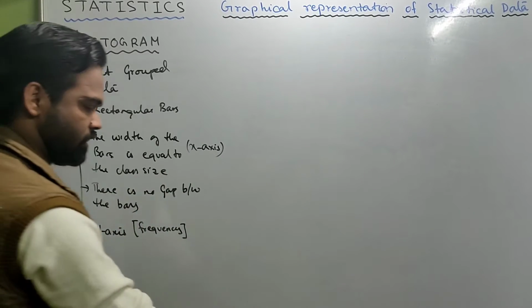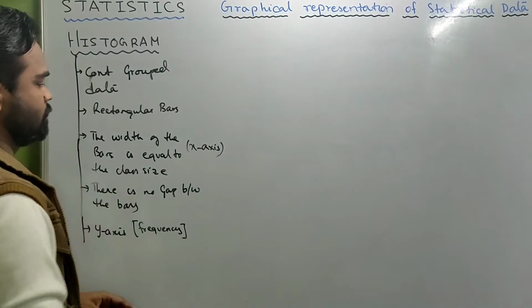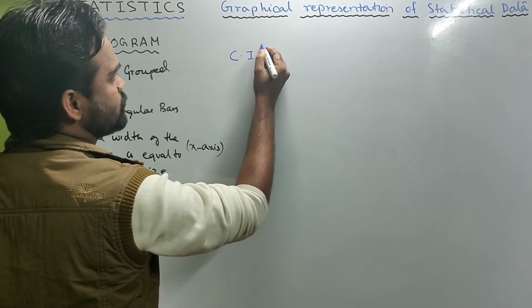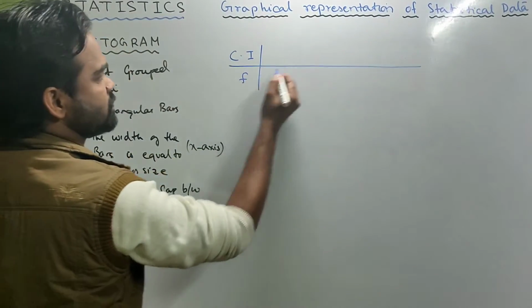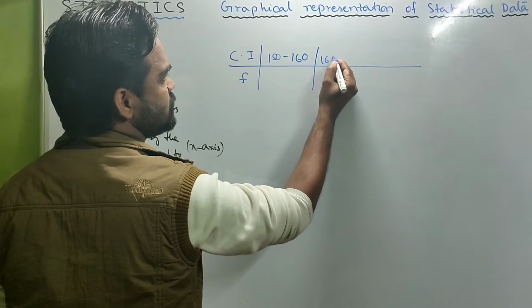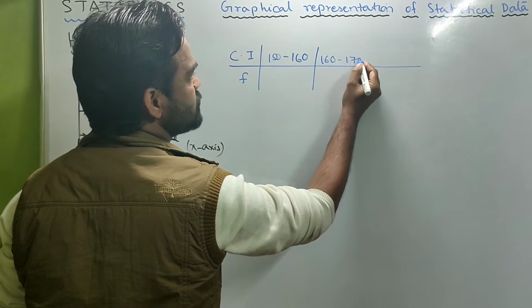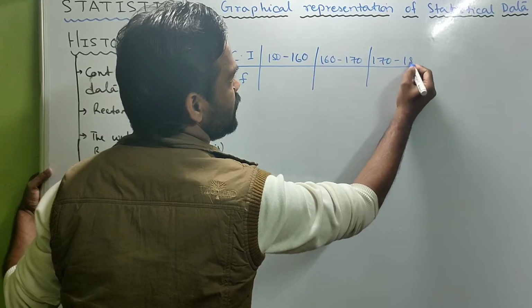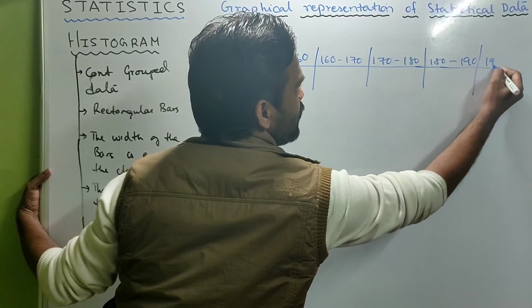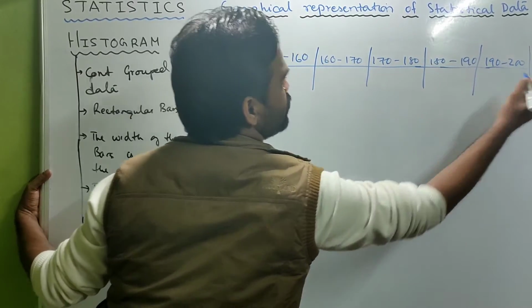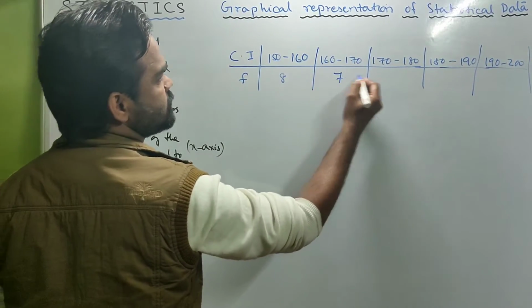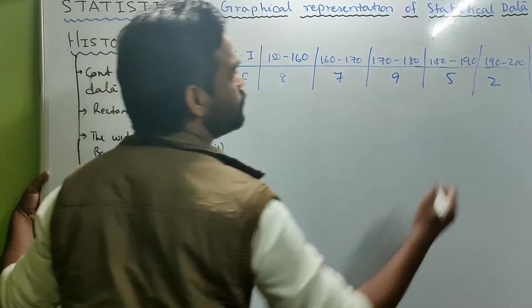Let us see one example. I'll take CI and frequency. CI I start from 150 to 160. 160 is continuous, exclusive. 160 to 170, 170 to 180, 180 to 190, and one more, 190 to 200. Suppose this data was given to us. Frequency corresponding to this class interval is suppose 8, 7, 9, 5, 2.